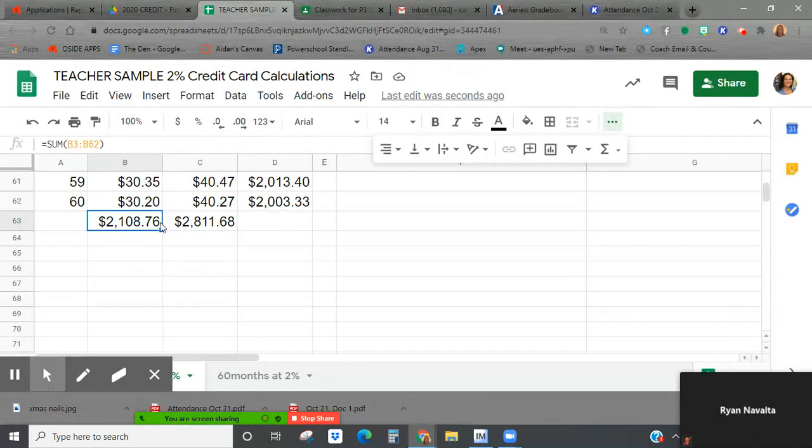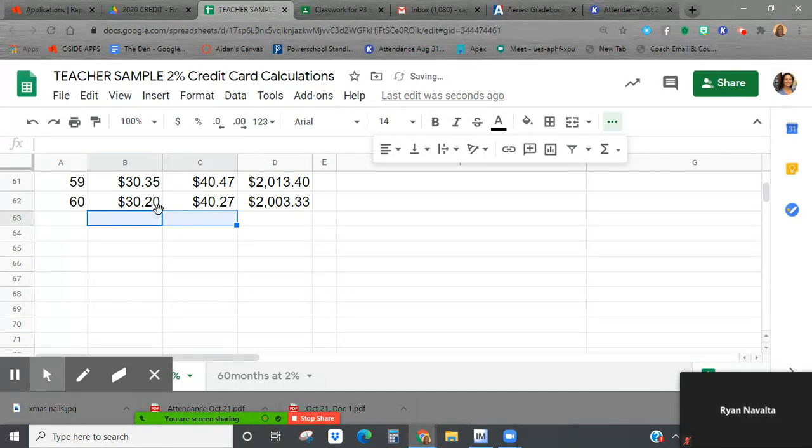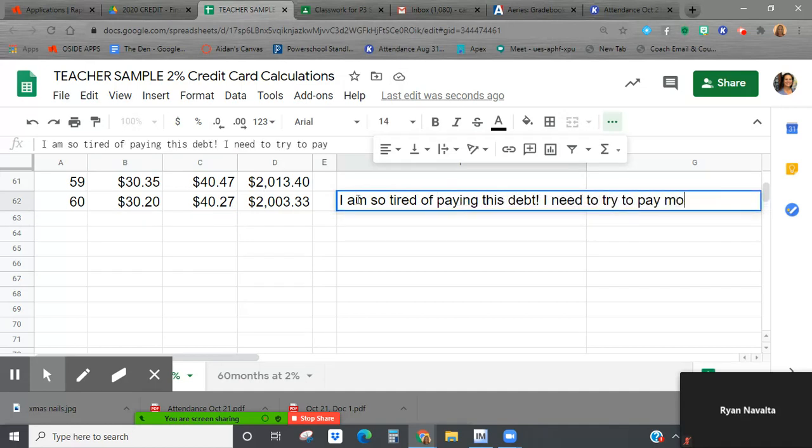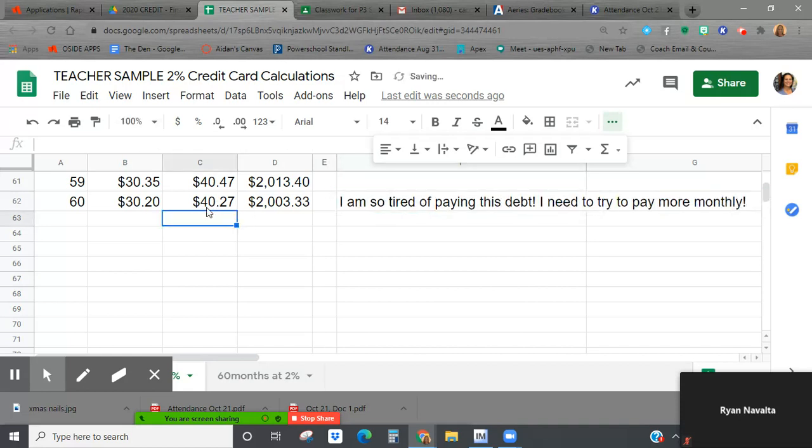So now that I'm done with these summation functions, do you guys remember that on Monday we were like, oh my gosh, I am so tired of paying this debt. I need to try to pay more monthly. I'm going to up how much I'm paying monthly here to try to pay it off sooner. This is taking way too long. It's been 5 years and I still owe $2,000.